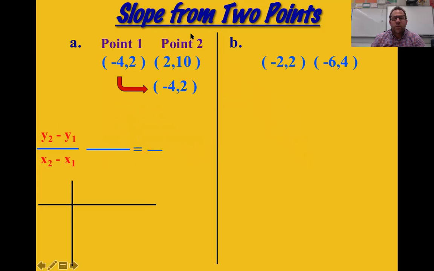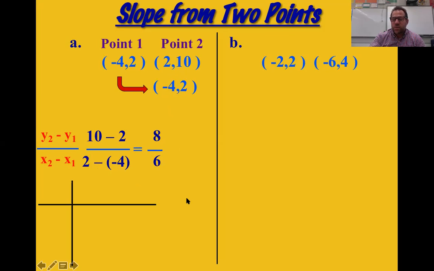We want the y values, so y2 minus y1, right? This is the y values. 10 minus 2 is 8. And then we want the x values right here, so 2 minus -4. Now, you have to remember to subtract, even though there's already a negative sign there. We learned in the first semester that a negative times a negative is a positive, so this becomes +4. So 2 plus 4 is 6.